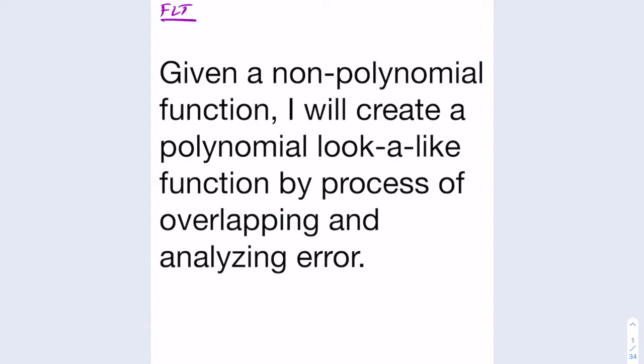Okay, so given a non-polynomial function, I will create a polynomial lookalike function by process of overlapping and analyzing error.